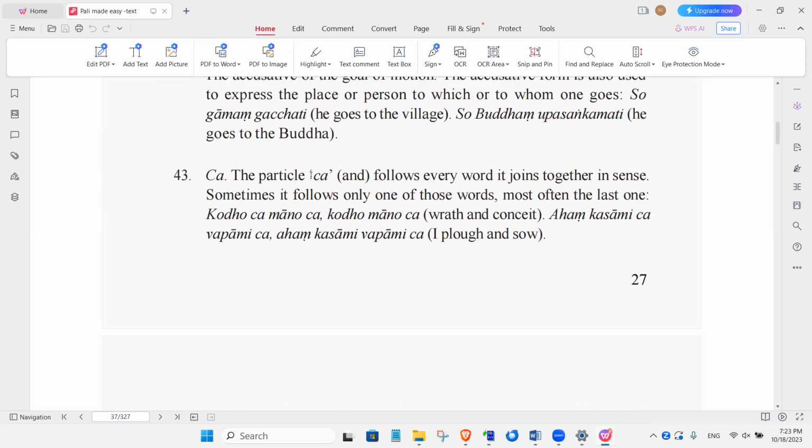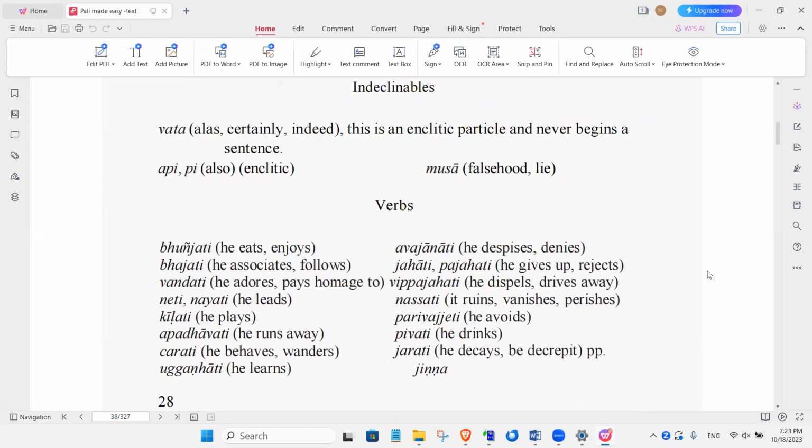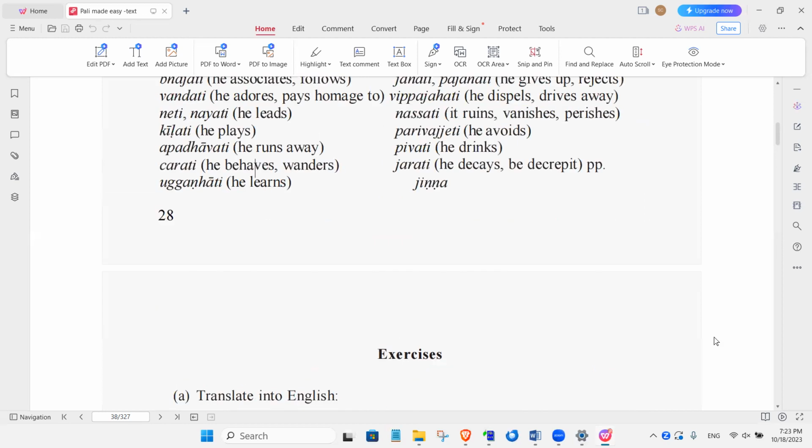Now we saw the chart just now, right? The chart you can use for the noun, like the kodo chart, the mano chart. This is the noun. Or for the verb, the karomi chart, the vapami chart. Right? Okay, so we finish.